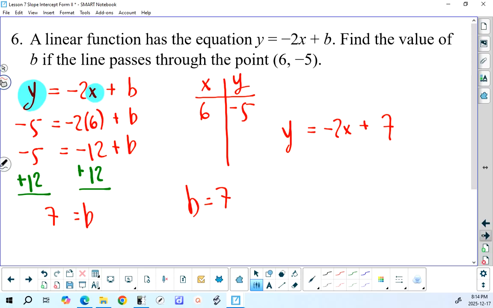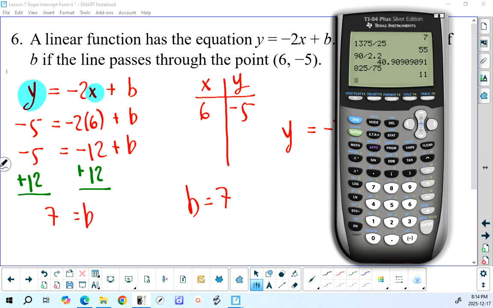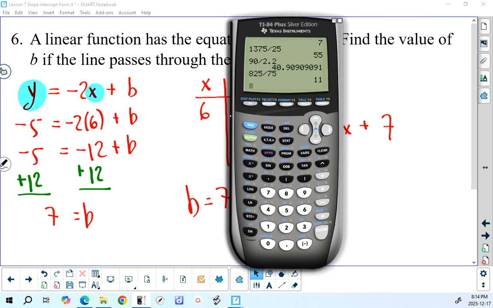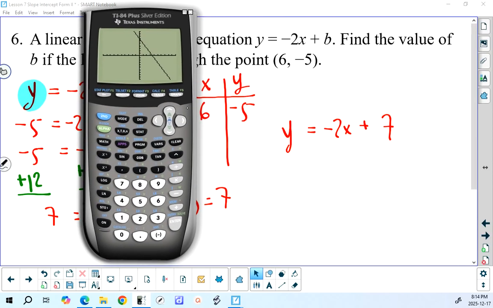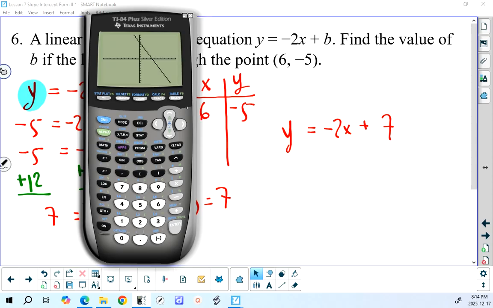Just to convince you that this works, I grab my graphing calculator, go to y equals, and put negative 2x plus 7, and I choose zoom standard, which is zoom 6. There's the graph. This graph is supposed to pass through the point 6, negative 5. If I choose trace and enter 6, and then enter, you can see it passes through 6, negative 5. It worked.